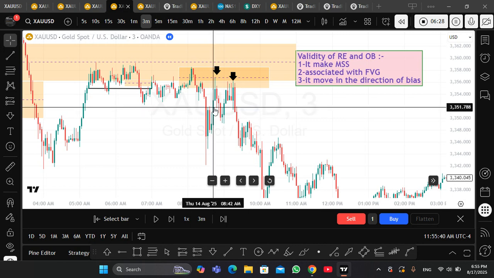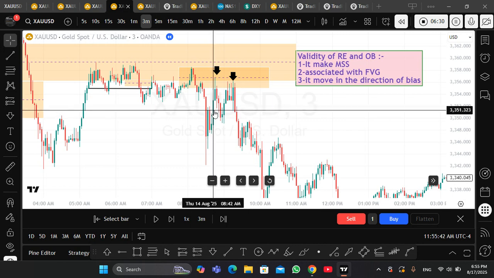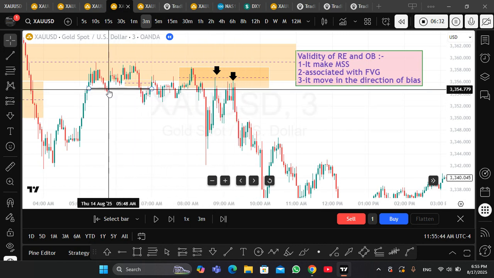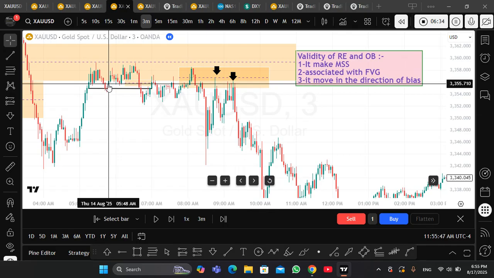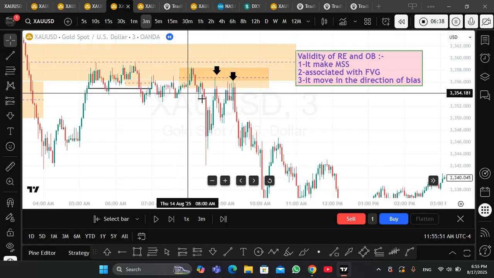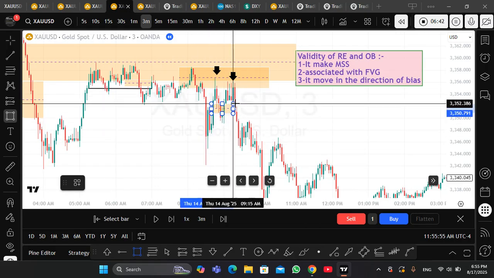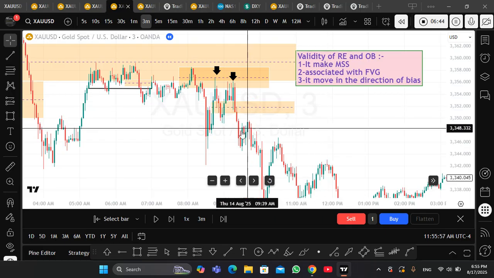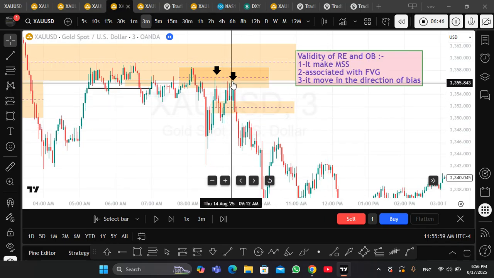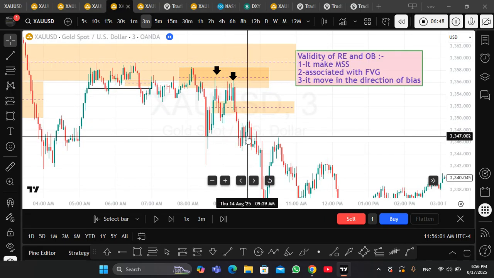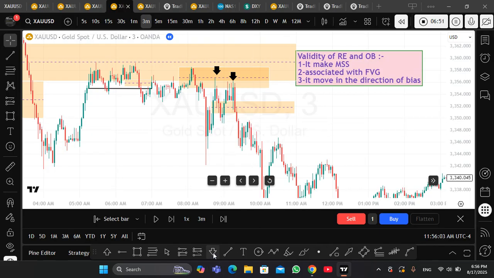You can see how this inverted fair value gap reacted to this area. You can see how this fair value gap, this inverted fair value gap, reacted to this area. Okay, and you can see this is the inverted fair value gap. Once the price moves up above it and then moves down, you can sell here again.